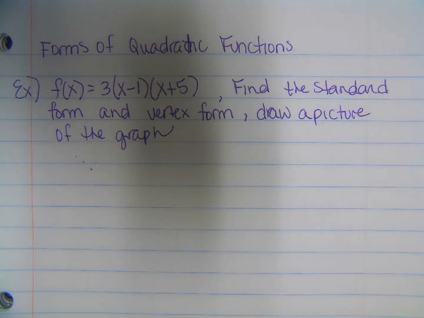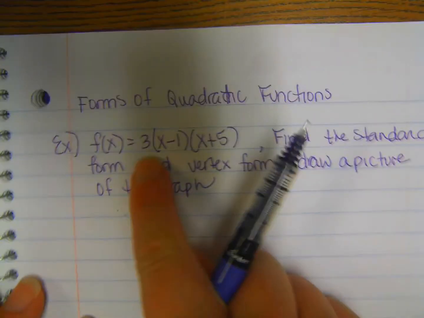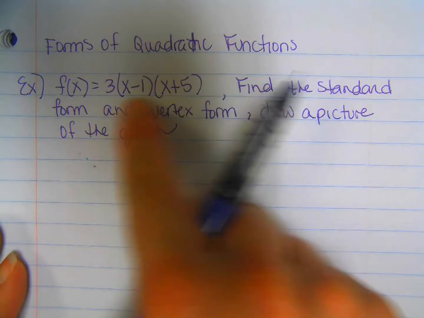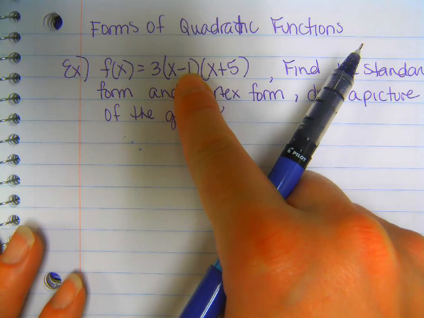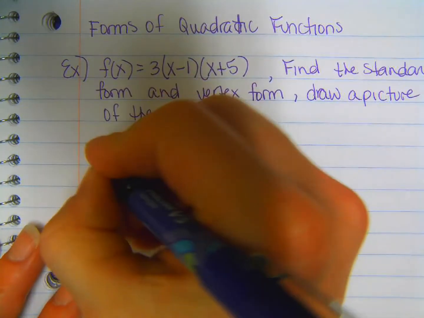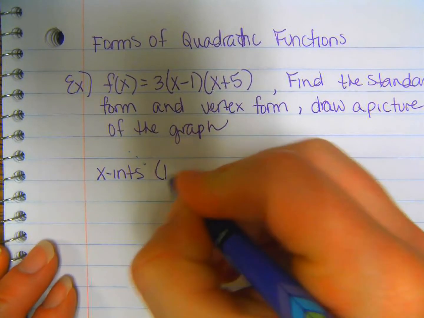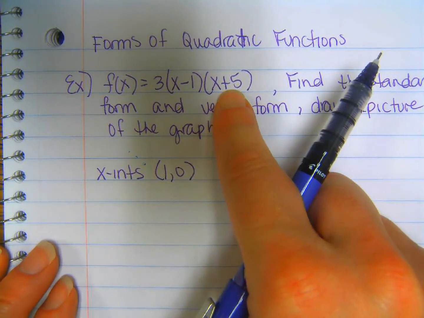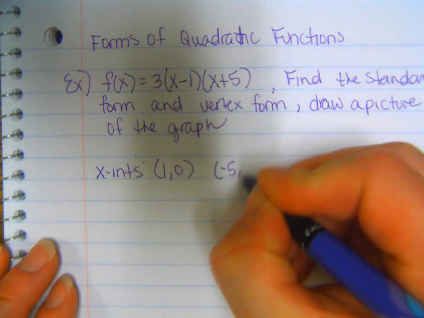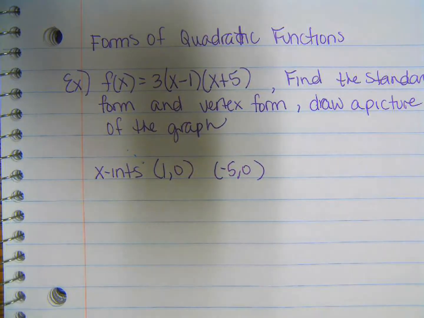Okay. Who can tell me which form this is? You can use this one. Factored. So, if it's factored form, what does that tell me? What do I know? Good. I know it opens up because of that 3, and I know the x-intercepts. The x-intercepts are the zeros of this. If I set this equal to 0, one of the x-intercepts would be (1, 0), and the other one would be (-5, 0). Okay, any questions on that?